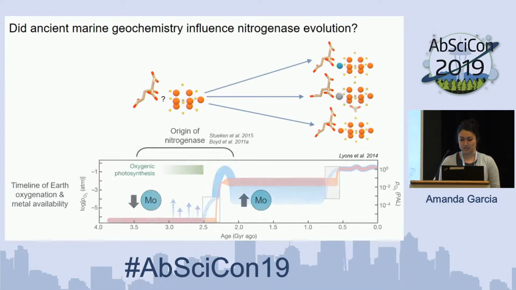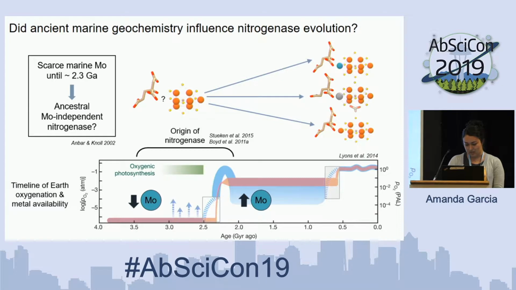So these three metals that are incorporated in the nitrogenase cofactor are themselves redox sensitive. Their abundances in the Earth's oceans through time have changed largely as a function of Earth's surface oxygenation. For example, molybdenum's abundance in the Earth's oceans was probably not very high until after the Great Oxidation Event. This observation led to the hypothesis that perhaps ancestral forms of nitrogenase that originated prior to the Great Oxidation Event were in fact molybdenum independent, because there wasn't enough molybdenum to go around.